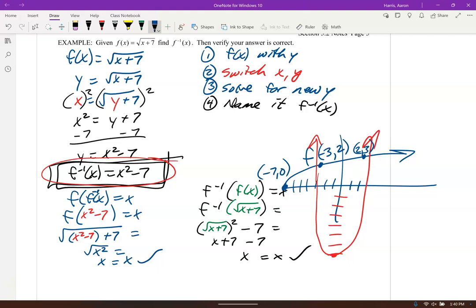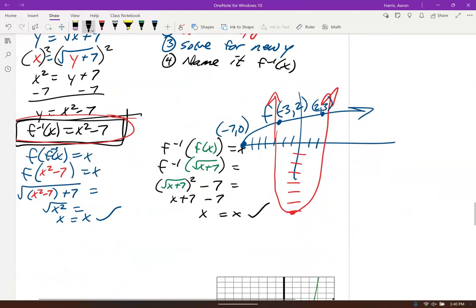So let's flip-flop those points. Instead of negative 7, 0, we get 0, negative 7. Negative 3, 2 flip-flops to 2, negative 3. There's my 2, negative 3. 2, 3 flip-flops, and there's my 3, 2 right there, right? So it's actually only this right-hand side. It's not that part of it. So it's only when x is greater than or equal to 0.